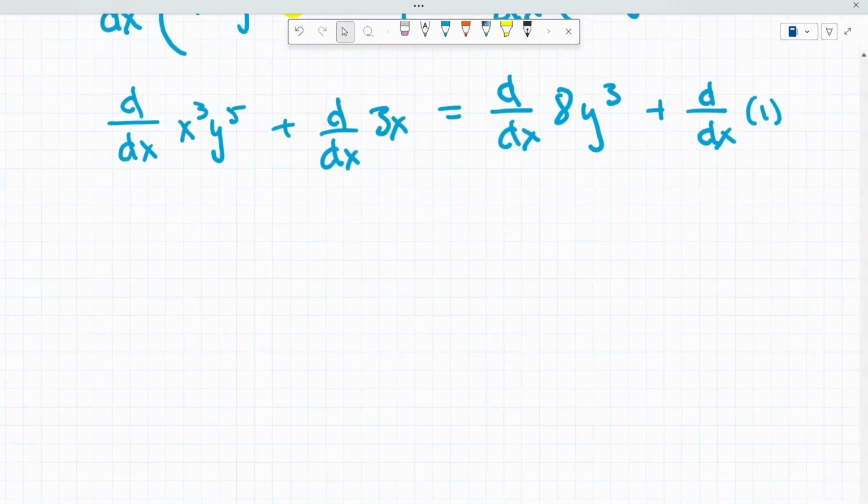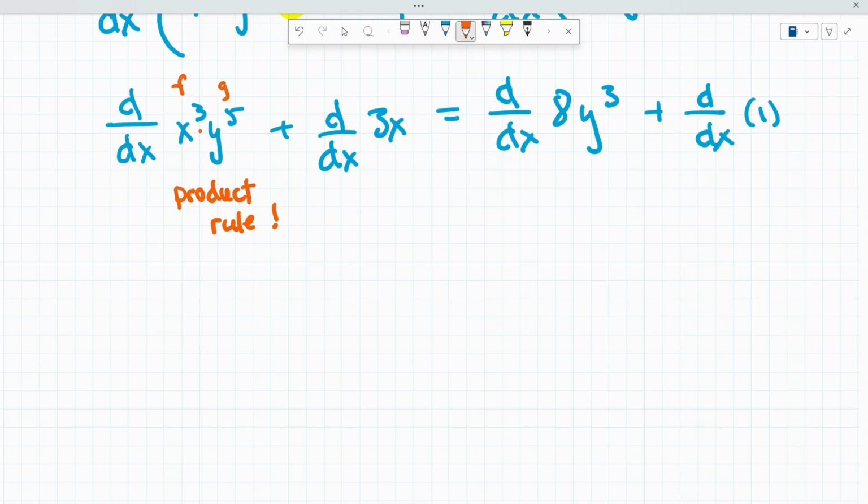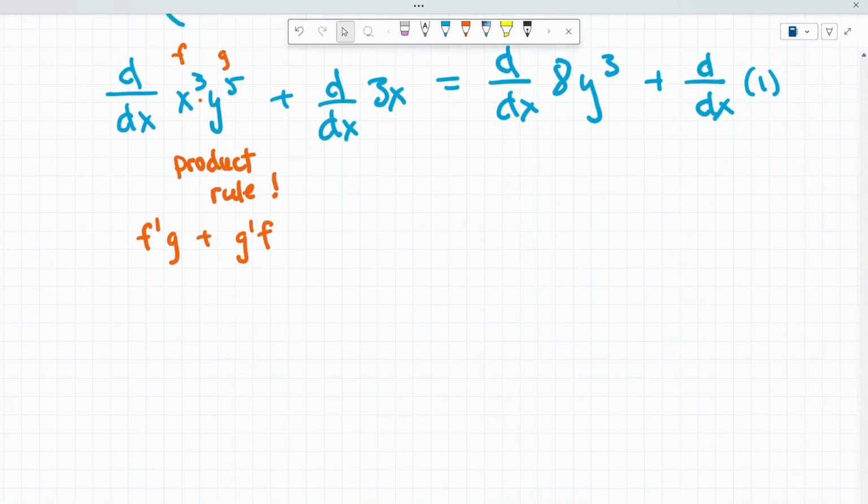Okay? So, this first term, let's start tackling this one. What's going on here? Well, we have the multiplication between x and y. So what happens when we have a multiplication between two terms and we're taking the derivative? Well, that calls for the product rule. Again, if you need help with product rule, be sure to check out my video on product rule. So we're going to apply that. Product rule says if we're going to call this guy f and this term g, the product rule is the derivative of the first times the second plus the derivative of the second times the first. So we're going to go ahead and do that.